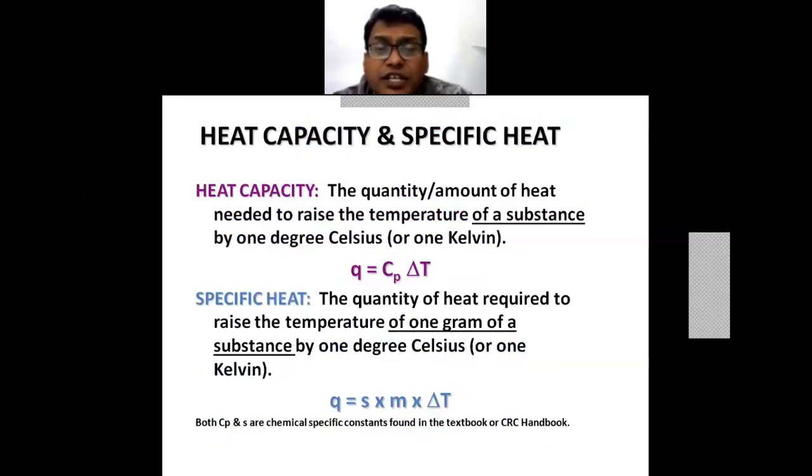Then the heat capacity and the specific heat. Heat capacity is the amount or quantity of heat needed to raise the temperature of a substance by 1 degree Celsius or 1 Kelvin. And when we talk about specific heat, that is the quantity of heat required to raise the temperature of 1 gram of a substance. That is the difference. Here, when we talk in terms of 1 gram, that is m Cp delta T, so that is 1 gram of a substance by 1 degree Celsius.